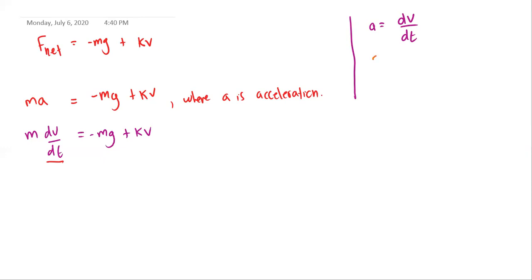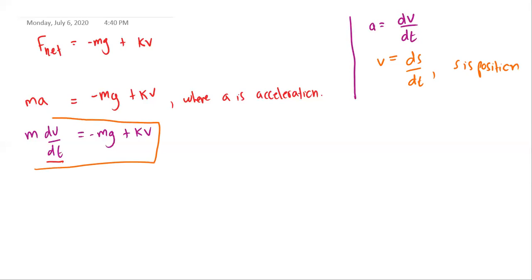Because if we write S for position, then V is the derivative of position with respect to time. So all these variables are related. Specifically, this is a differential equation whose solutions tell you the velocity of the object at a time t. Then once we have that velocity, we can always get back to position. So this is our model.